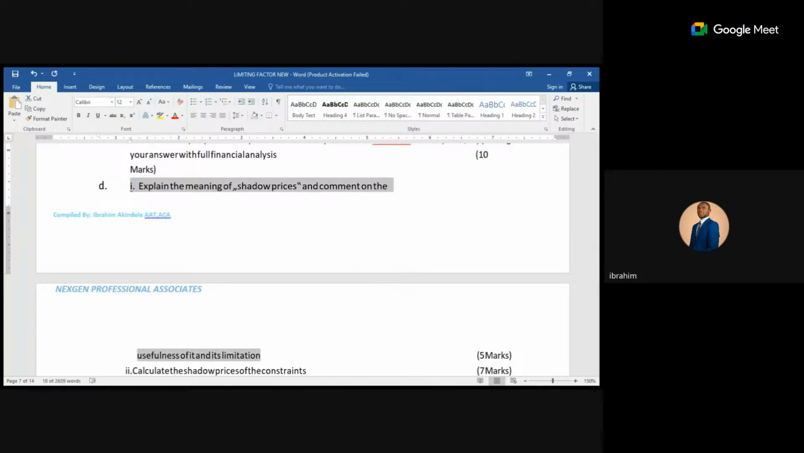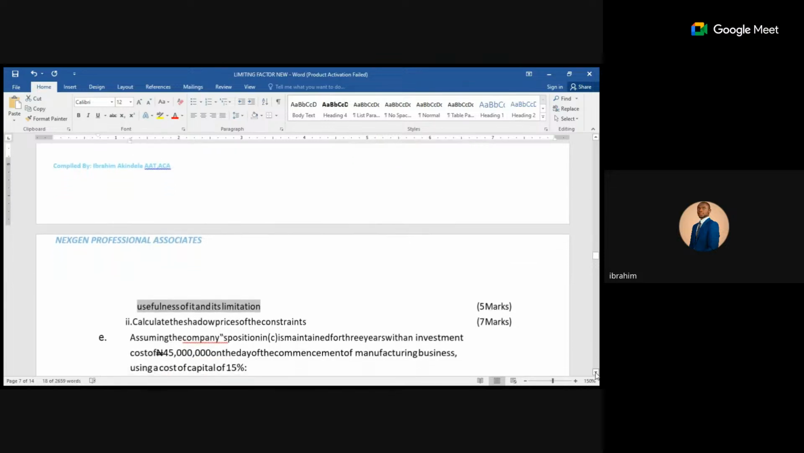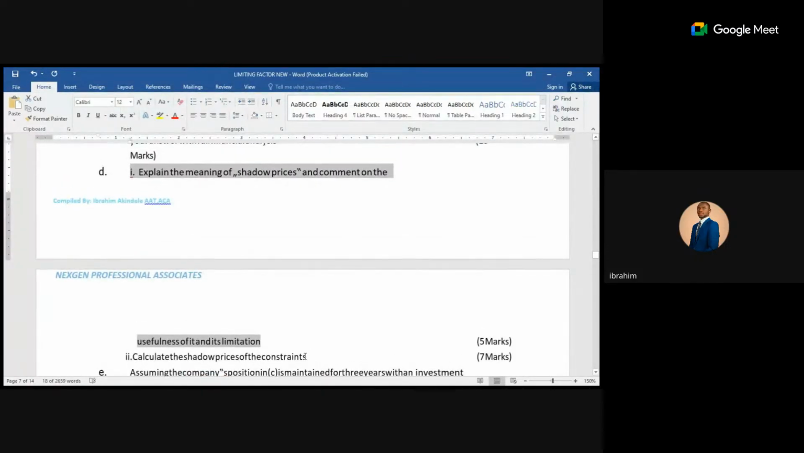And what is shadow price? Class, what is shadow price? Okay. The next one is Roman figure 2. Calculate the shadow prices of the constraints. The shadow price of the constraint. Class, what is shadow price? What is shadow price?